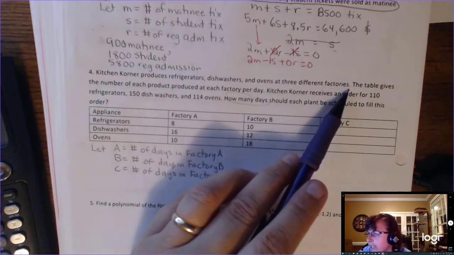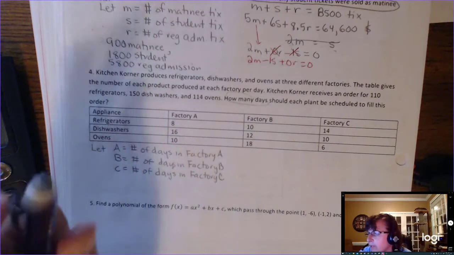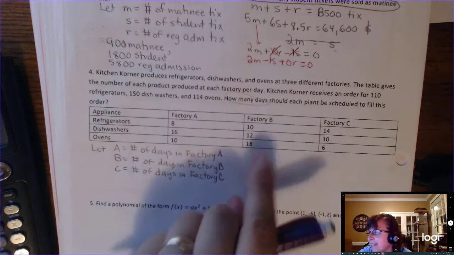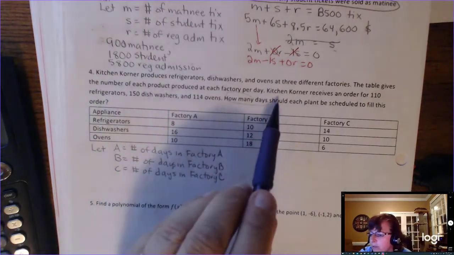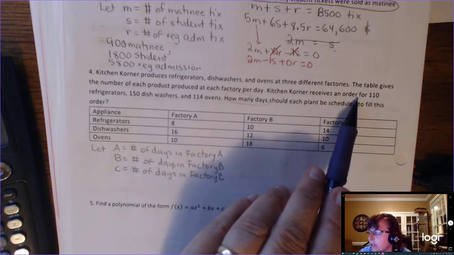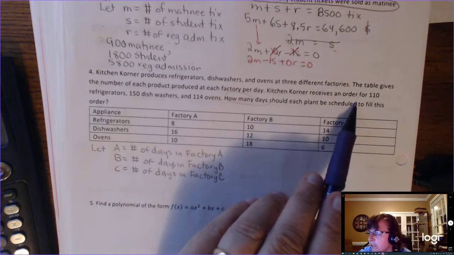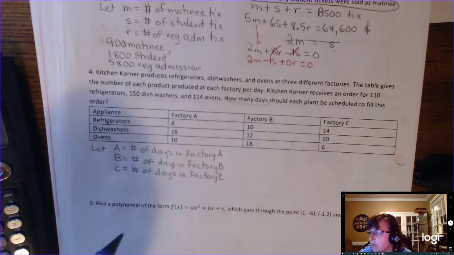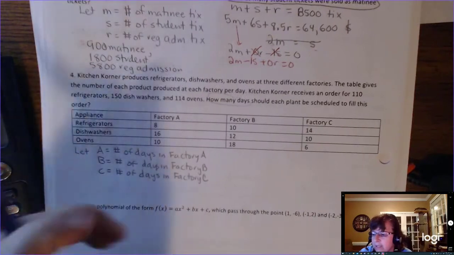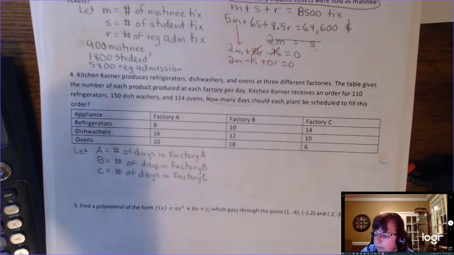Alright, what does the table give me? It gives me the number of each product produced at each factory per day. Okay, and now I'm looking for total amounts. Do I have a total amount? Well, Kitchen Corner receives an order for 110 refrigerators, 150 dishwashers, and 114 ovens. So those are total amounts. So what that tells me is I need a refrigerator equation.